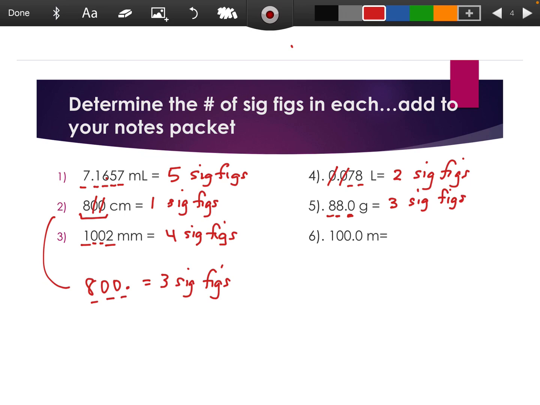All right, last but not least, number 6, we have 100.0. So the 1 is counted because it's not a 0. This 0 at the end of the number applies to rule number 2. So final zeros at the end of the number and after the decimal count. And then these zeros in between also count. So this would be 4 significant figures.